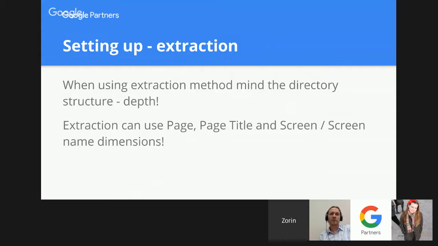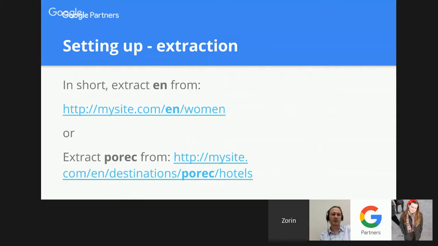When using the extraction method, mind the directory structure and depth, because if these variations are not at, let's say, the second level, third level, or fourth level, or are changing in a way, then we will probably have some unexpected results. So if you don't have a reliable URL structure, then it's probably better to set content grouping using the tracking code and not extraction.